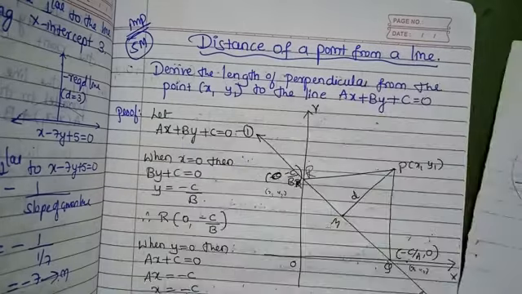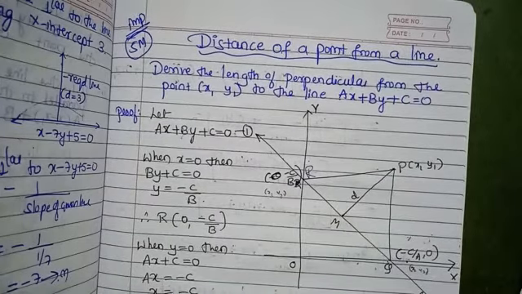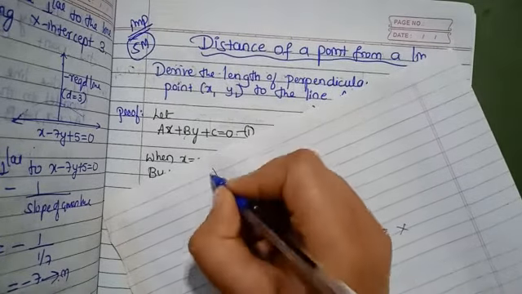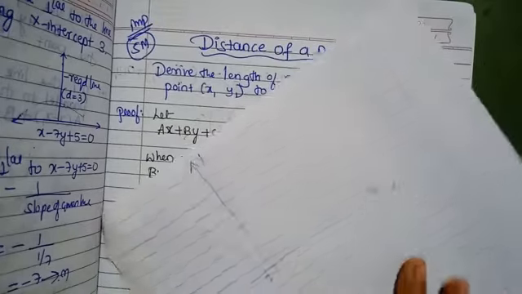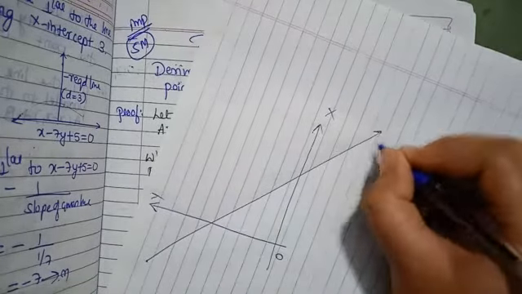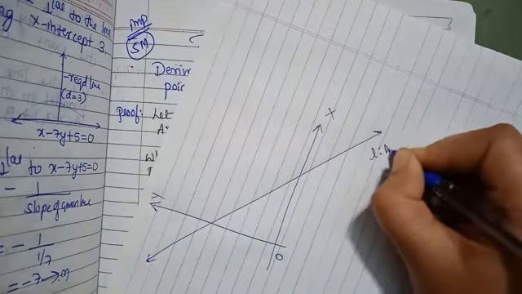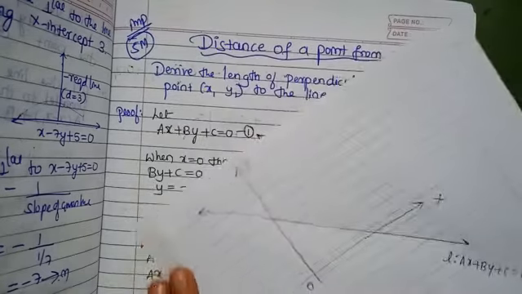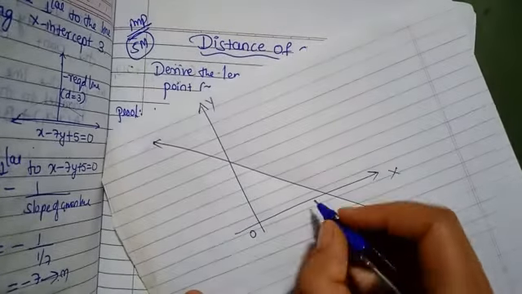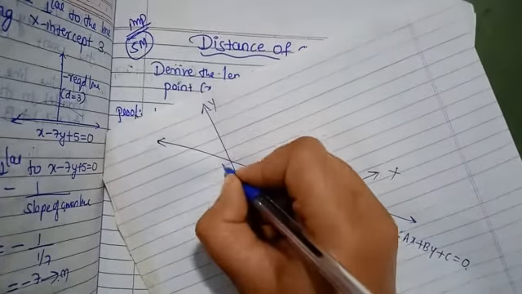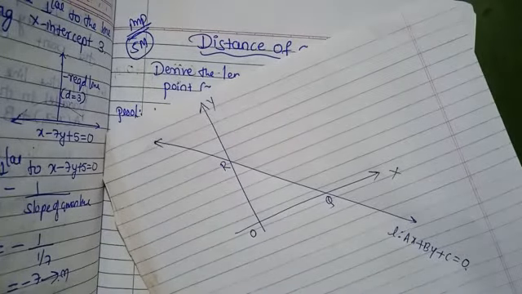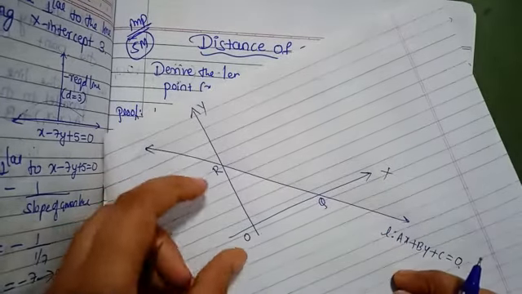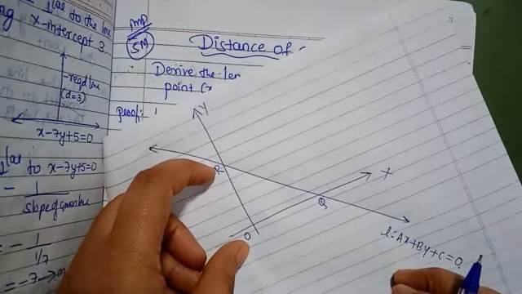Okay, so let's have a figure first. We'll consider the coordinate axes, x-axis and y-axis with origin. Consider a line in the form ax plus by plus c is equal to 0. If this line cuts the x-axis at the point Q and the y-axis at the point R, then the distance OQ is called the x-intercept and the distance OR is called the y-intercept.